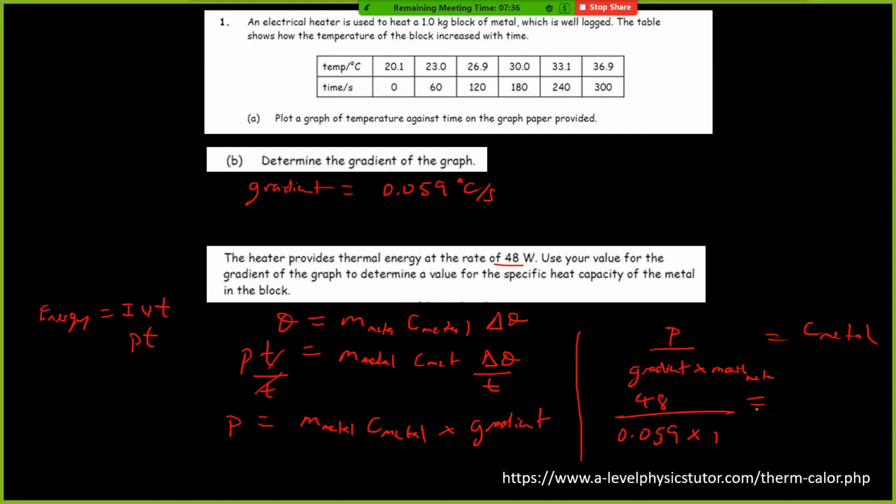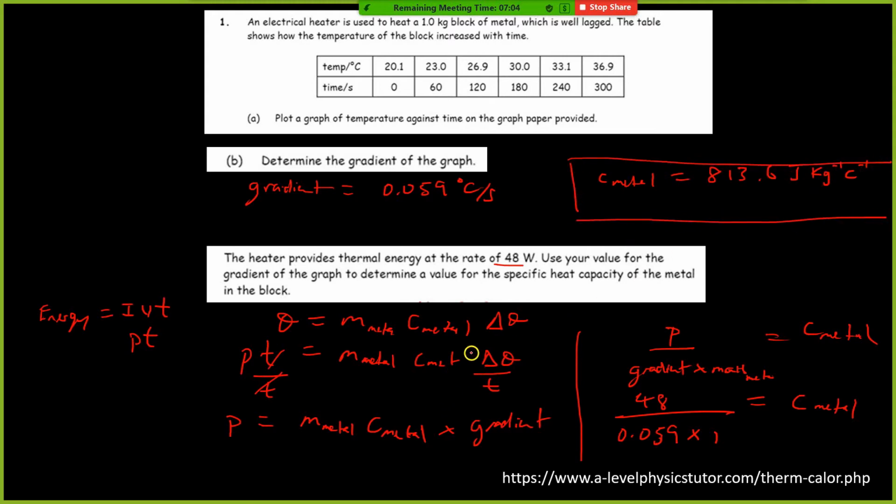At the end of the day, we're supposed to be getting that the specific heat capacity of the metal is 813.6, and obviously we know that is joules per kilogram per Celsius. So this is the answer related to this question below here, all right?